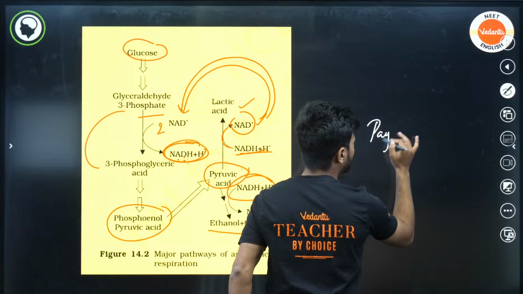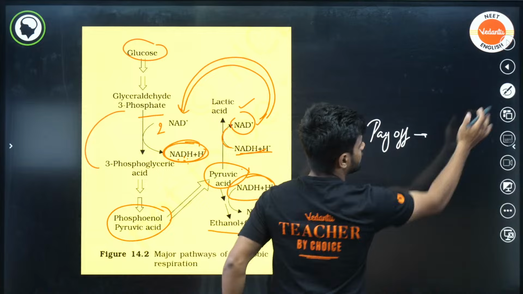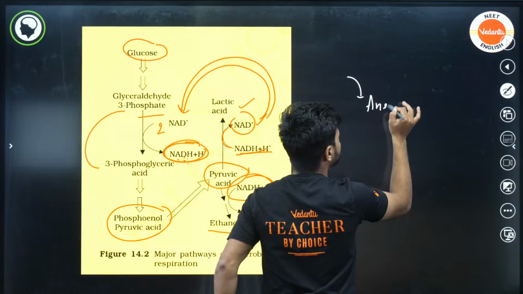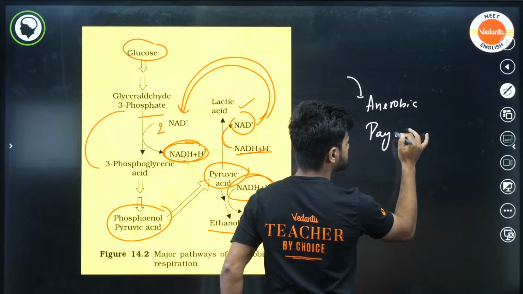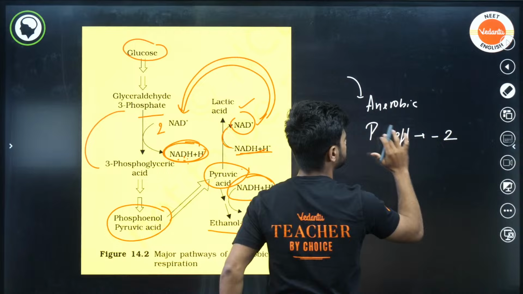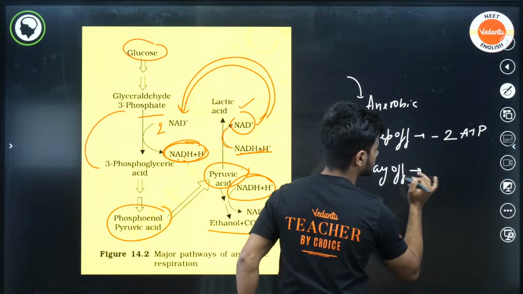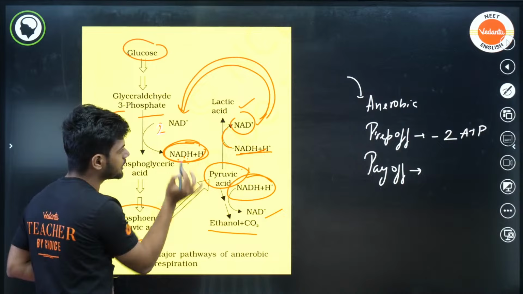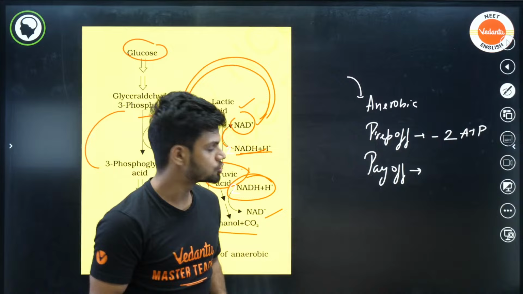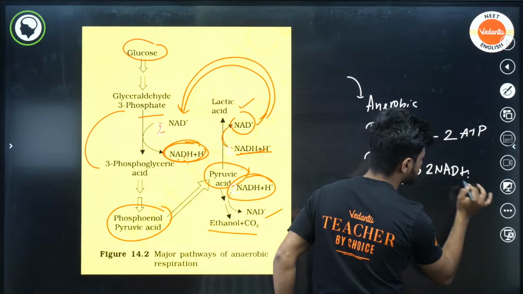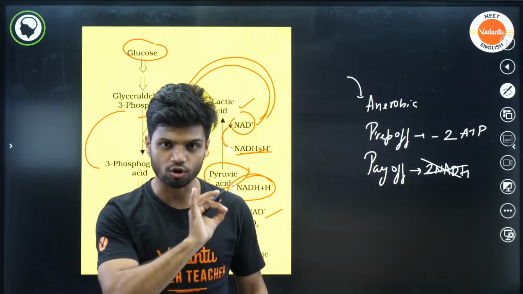Here also glycolysis is taking place. In your preparatory stage, in case of your anaerobic respiration, minus 2 ATP. In your payoff stage, this NADH is getting consumed. The 2 NADH is getting completely consumed. So we are not getting any ATP here. We are not getting any ATP from your NADH.